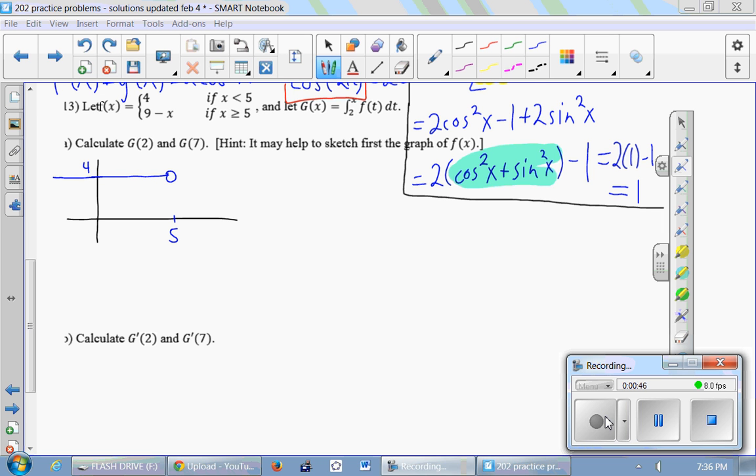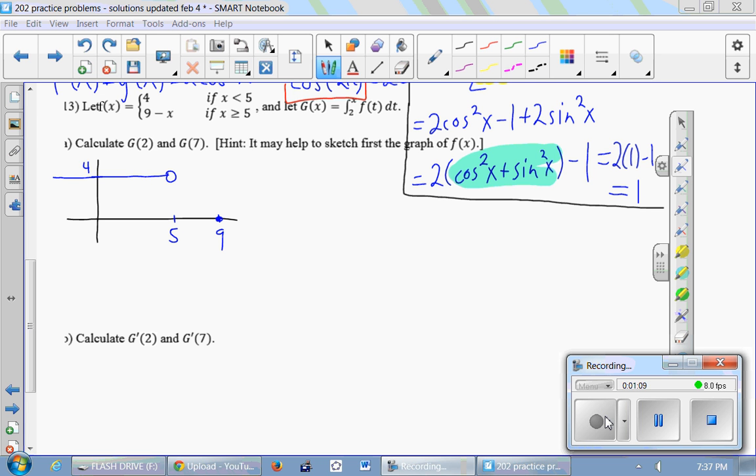And then it's 9 minus x when x is greater than or equal to 5. So 9 minus x is just a downhill line. All we need is to draw 2 points to figure out where that line is. So for example, if you plug in x equals 9, then you will find that the piecewise function is 0, right? 9 minus 9 is 0, so that's 1 point, 9 comma 0.